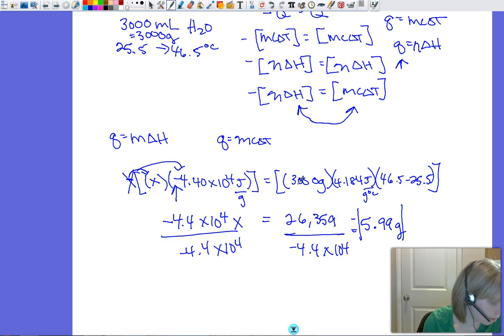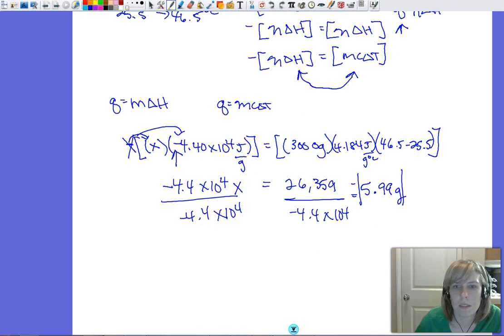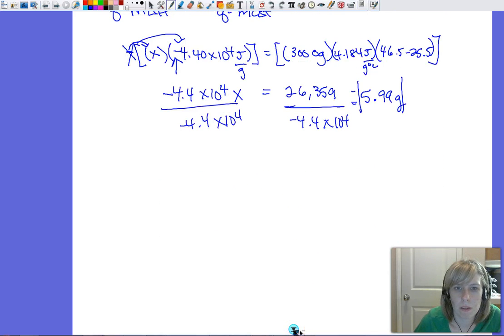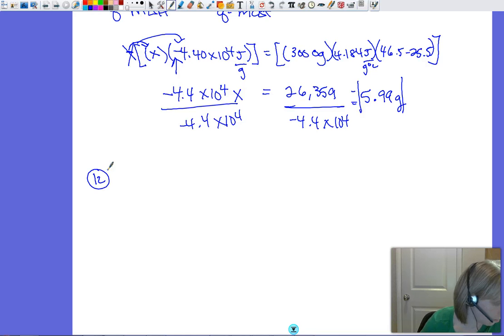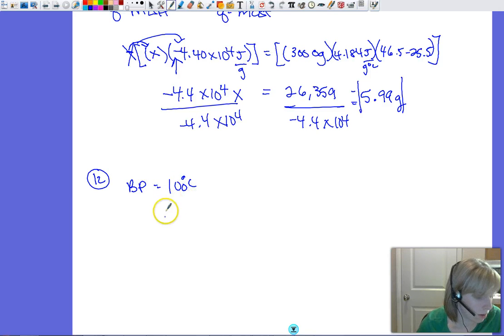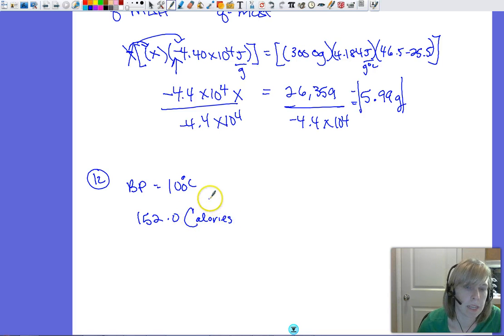So let's see, and I'll do number 12. So let's take a look at number 12. Number 12 says calculate the amount of water at its boiling point vaporized by 152.0 capital C calories. So it wants to know the amount of water.